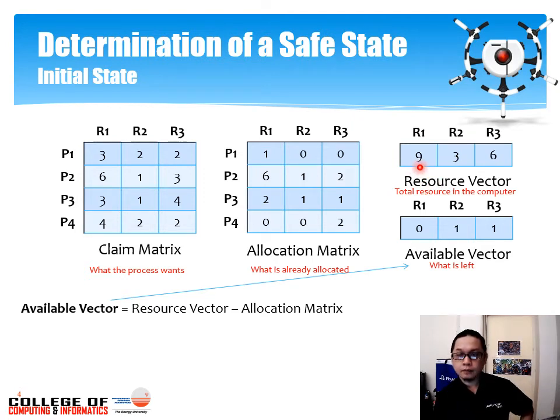So 9 minus, this is also 9, then you will get 0. And then 3 minus 2, you will get 1. And then 6 minus 5, you will get 1. So this is the number of resources that is currently available now. Okay, are you following? If you are not following, please repeat what I have explained before we proceed to the next slide.